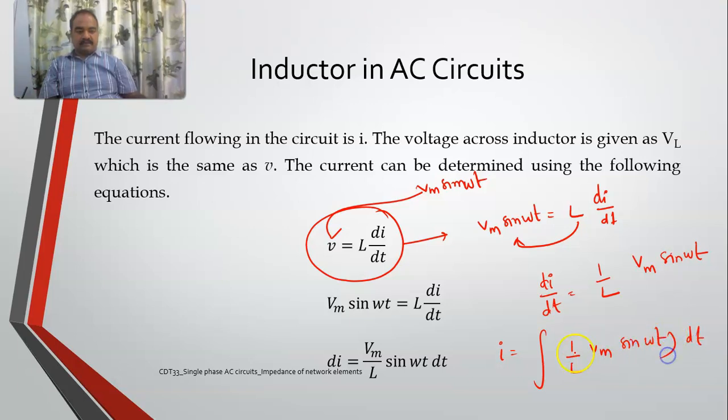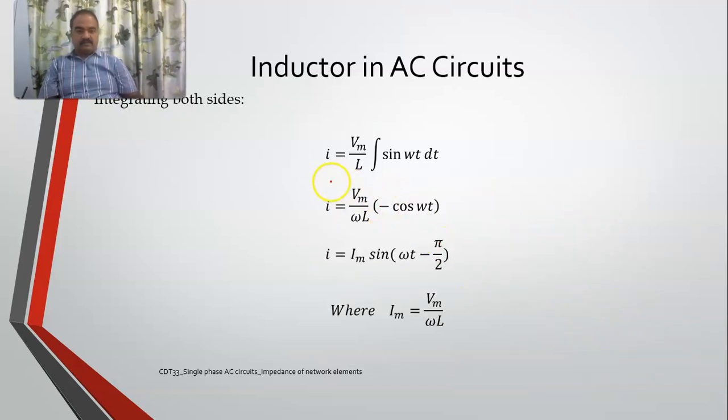This differentiation, if it goes to this side, it will become integration, integral dt. Now if you carefully see in these terms, only this term is variable with respect to t. These two are all basically constants. So I'm just removing those from the integral term because those are constants. So this is my expression: I is equal to Vm by L, these are constants, integral sin omega t dt.